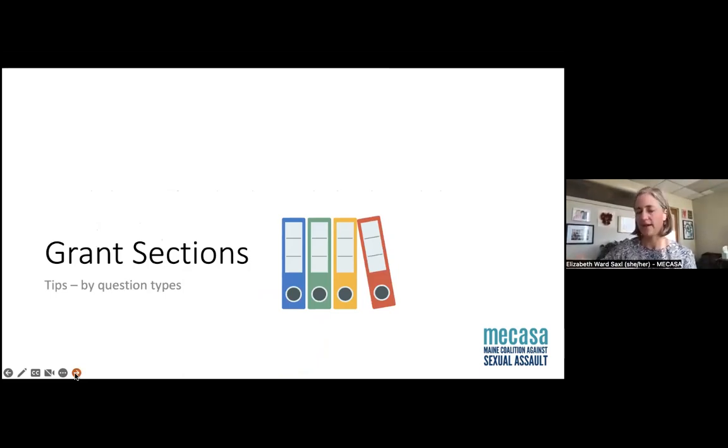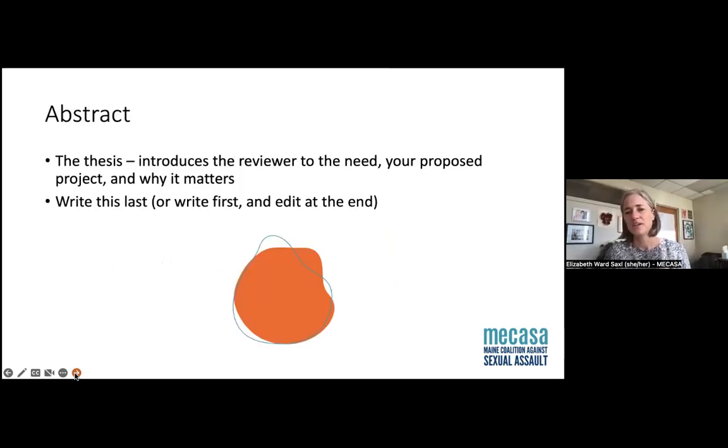Grant sections. As just said, the ones that we're most familiar with are the Office on Violence Against Women discretionary grants. They typically have sections that are more or less the same, but they also vary. So we're just going to give you the most common pieces and go from there. The abstract is almost always there. That gives you the basic idea.